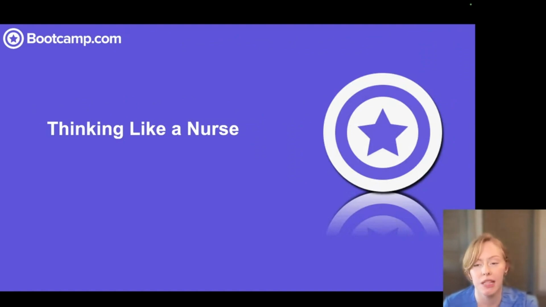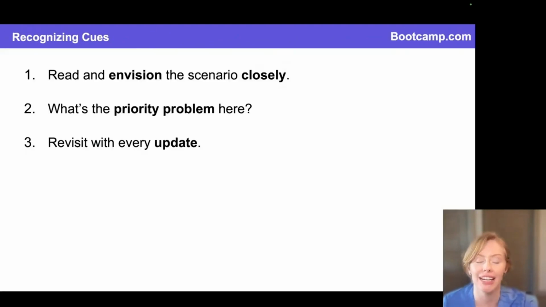So the first step in the clinical judgment model is recognizing cues. And this is where we figure out what's most important. And unlike the old NCLEX, you are going to have a lot of cues to sift through. So we're going to kind of click through these case study tabs together.